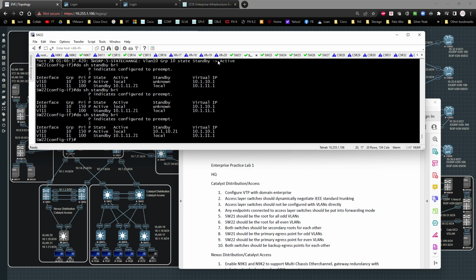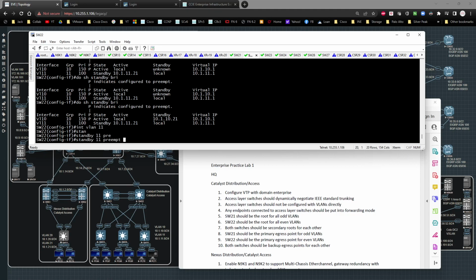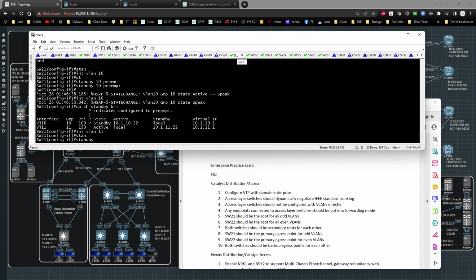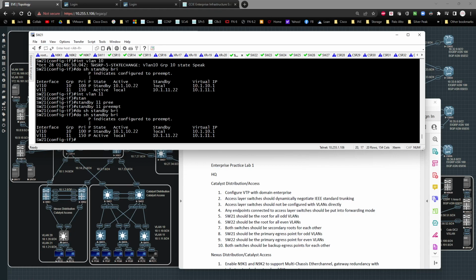Now I'm also going to do interface VLAN 11 standby 11 preempt in the event that there's a failure. So interface VLAN 11 standby 11 preempt. Okay, so that's done. So that's pretty much what we wanted to cover. So do show standby brief. Excellent. So everything's working the way we want it to.